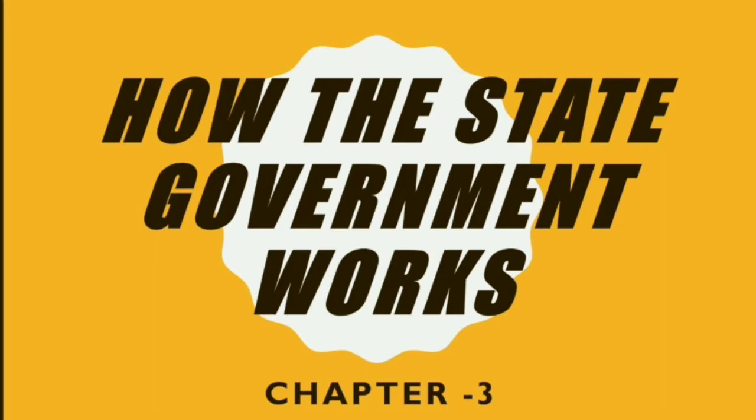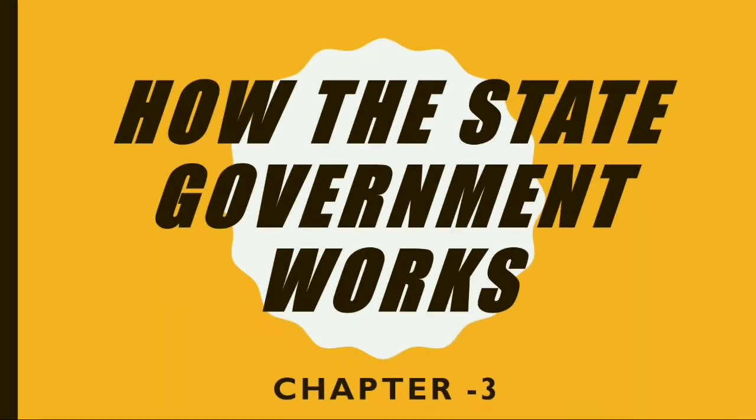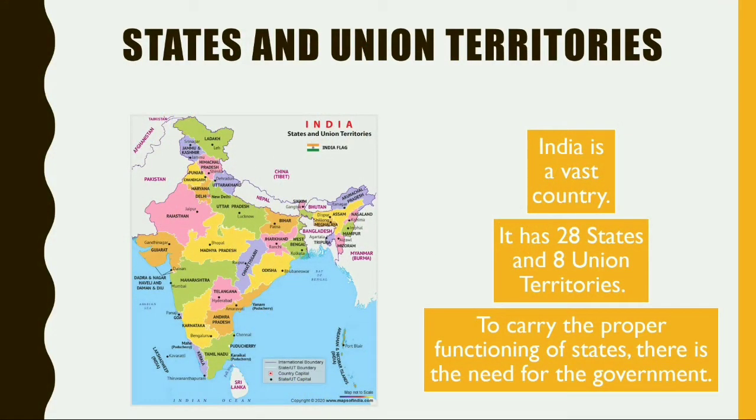So in today's class, we are going to learn about the working of the state government, as you have already learned about the work of the local government in your previous class. First of all, let's discuss how many states and union territories there are in India. As we know, India is a vast country with 28 states and 8 union territories. To carry out the proper functioning of the states, there is a need for the government.